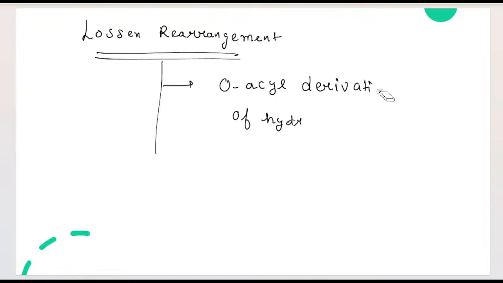I'm sorry, what I'm writing is a derivative, so it's a derivative of hydroxamic acid. What a very weird name, right? So let's see actually how it looks. Let me just write the structure, how it actually looks.